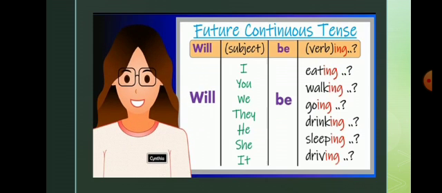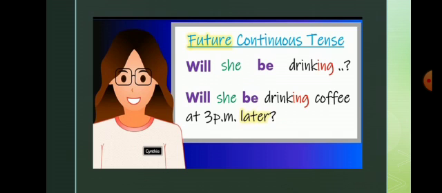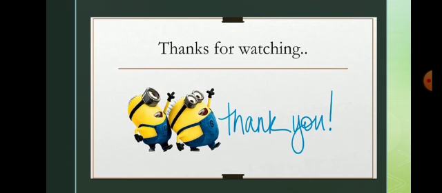Here is the question format: will I be eating, will you be walking, will we be going, like that. We have to ask such kinds of questions. Will she be drinking, like that. I hope that you all understand past tense, past continuous, future tense and future continuous tense.